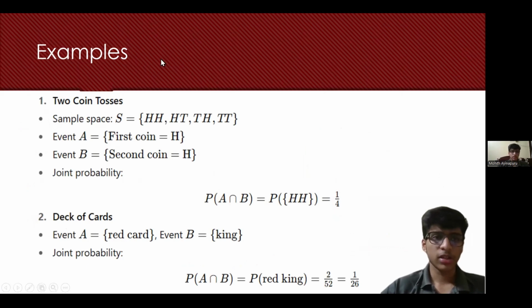Consider tossing two coins simultaneously, both at a time. What are the possibilities? When we toss two coins: the first coin is head and the second coin is also head; the first coin is head and the second coin is tails; the first coin is tails and the second coin is head; and the fourth outcome is both coins showing tails. Here event A is getting a head on the first coin. What are the possibilities?